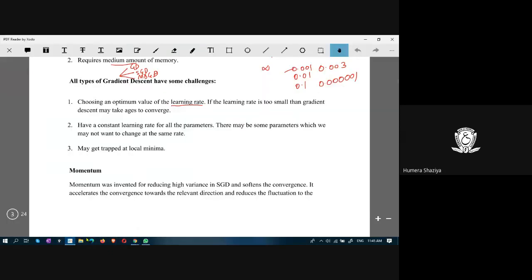Okay, so all the three have challenges, which include setting a learning rate. If it is too small, it takes ages to converge. Also, having a constant learning rate for all the parameters is a problem, as some parameters may want to change at different rates. Sometimes it is efficient to have different learning rates for the same model. And all the three may get trapped in local minima.